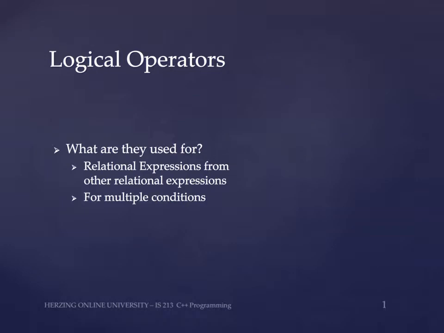Logical operators are used to create relational expressions from other relational expressions. Relational operators can be used to test whether a particular condition is true or false. They can only test one condition at a time. So if we need to know whether multiple conditions are true at once, for example, to check whether you won the lottery, we have to compare whether all the numbers we picked match all of the winning numbers.